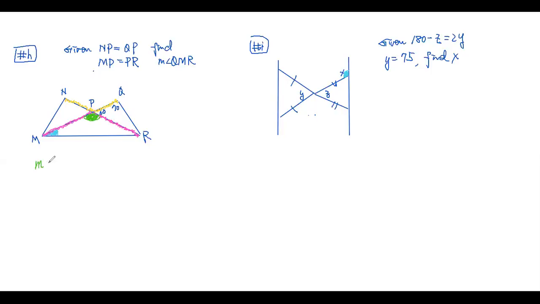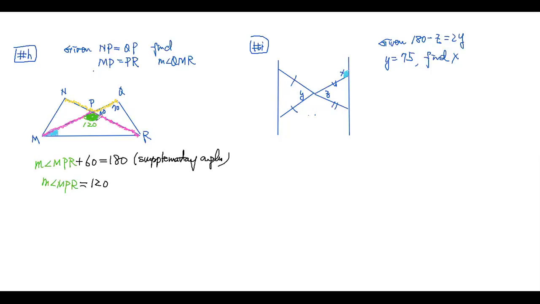So the green angle is the angle MPR. I know the green angle plus 60 is going to equal what? 180. Why? Because they're supplementary angles again. So NPR will be equal to 180 minus 60, which is 120. So this is 120.